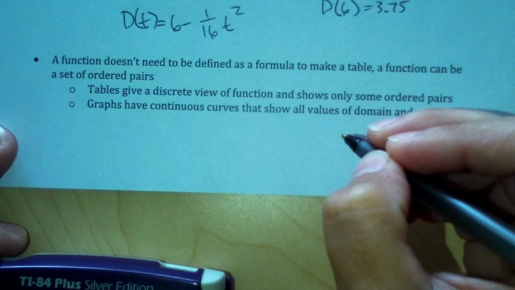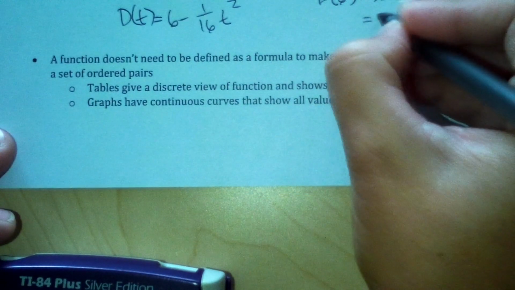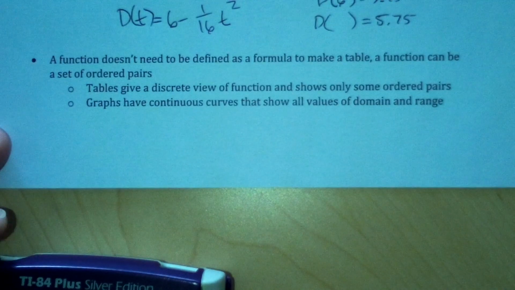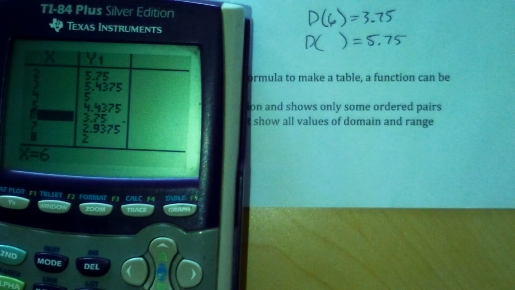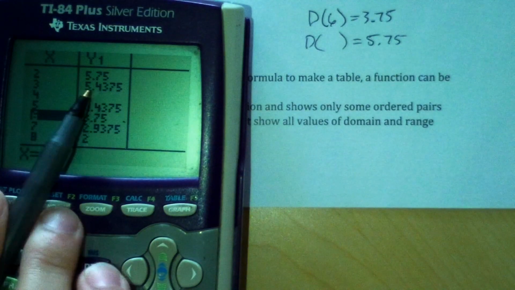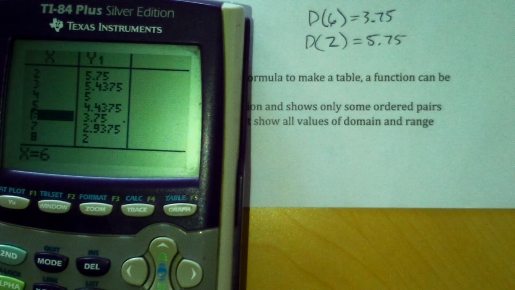Okay, so next thing here, a function doesn't need to be defined as a formula, so it doesn't have to be something like this to be able to come up with a table. Sometimes they're just going to give you a list of ordered pairs, and that could still be a function, okay? And then it says tables give discrete views of functions and show only some ordered pairs, and graphs give a continuous curve that shows all values in the domain and range.